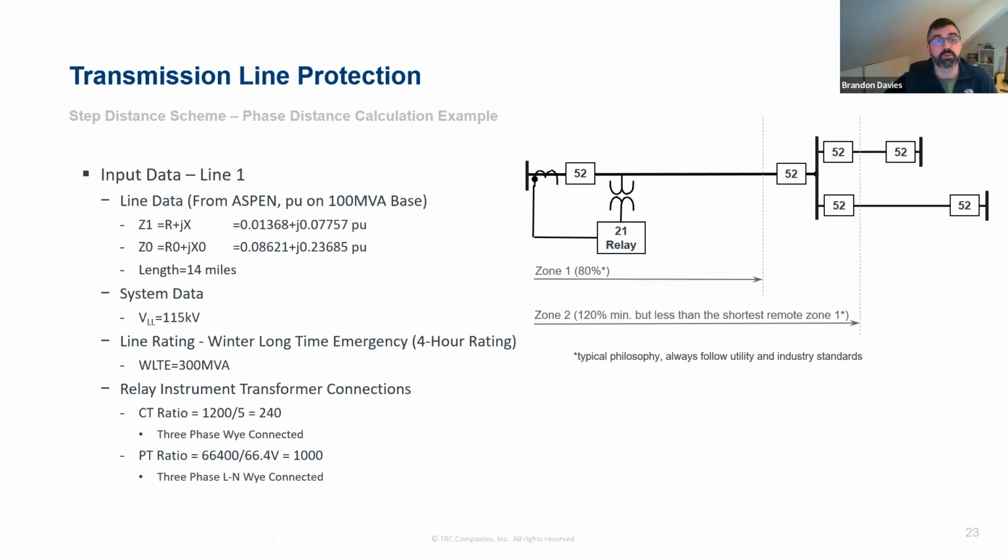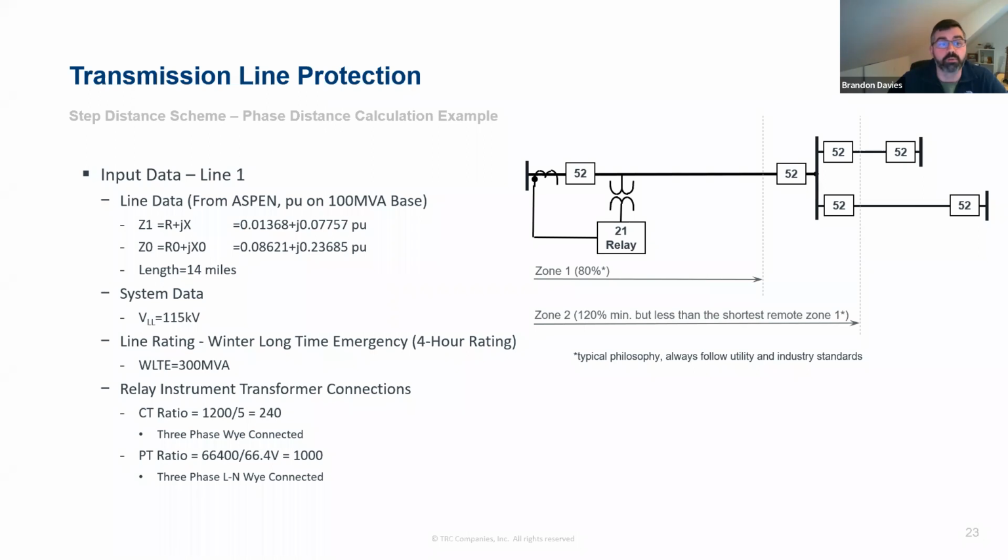So we're going to go into a calculation example. This is stuff we would be doing on a day-to-day basis as a protection engineer. This is a lot of the work we get involved with, this type of calculation, and we're pulling the information we need from multiple sources. A lot of it is going to come from Aspen or whatever fault simulation program you're using.